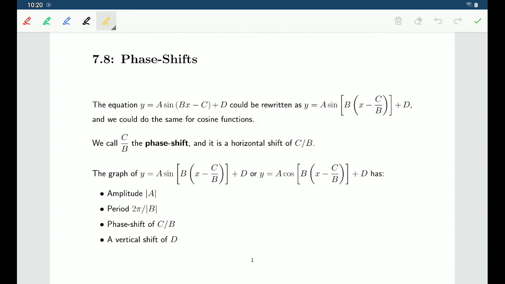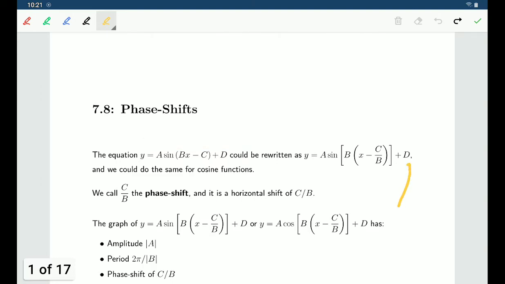So first off, when we're given an equation of a sine function or a cosine function in this form, we'll first begin by rewriting it in this form. And the reason that we'll do that is so that it makes it clear exactly how much of a shift we have horizontally speaking. Now, when we're talking about sine and cosine functions, we have a special name for that horizontal shift. We call that the phase shift.